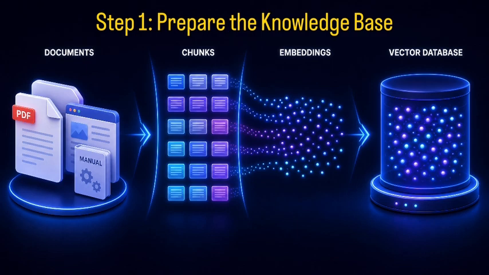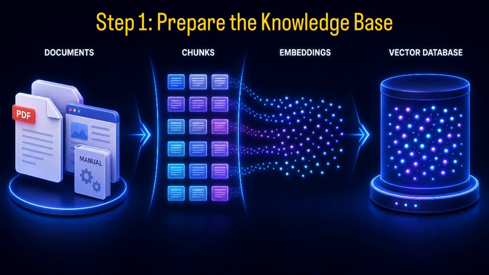Before anyone asks a question, RAG needs a searchable knowledge base. This can contain PDFs, web pages, product manuals, support tickets, or internal documents. The system usually cleans these documents and divides them into smaller sections called chunks. Why chunks? Because sending an entire 200-page document to the model for every question would be slow. It would be expensive and distracting. So smaller chunks make it easier to find only the pieces that matter.